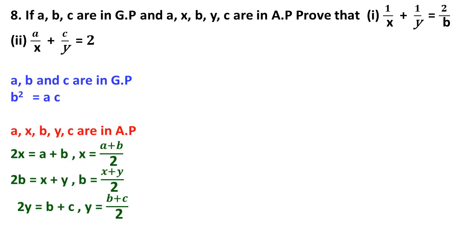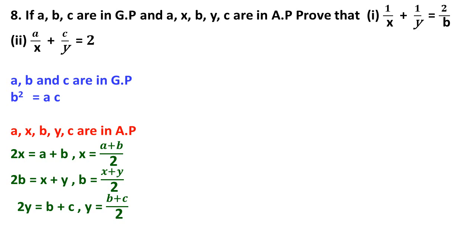If we consider these terms, we will get 3 different results as there are 5 terms. Consider the terms a, x, b, then it results as x is equal to a plus b by 2. Consider the terms x, b and y, then b is equal to x plus y by 2. Consider the terms b, y, c, then y is equal to b plus c by 2. So we know the value of x, we know the value of b, we know the value of y, and we know what is the value of b square.